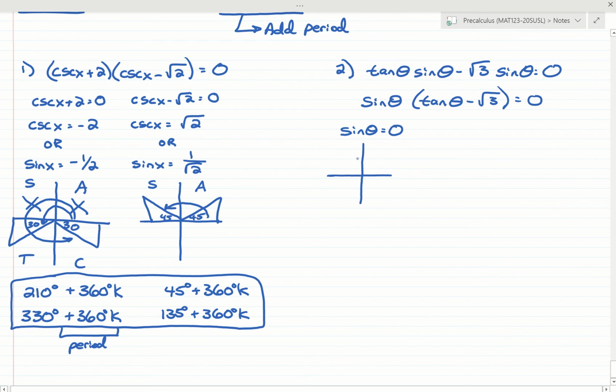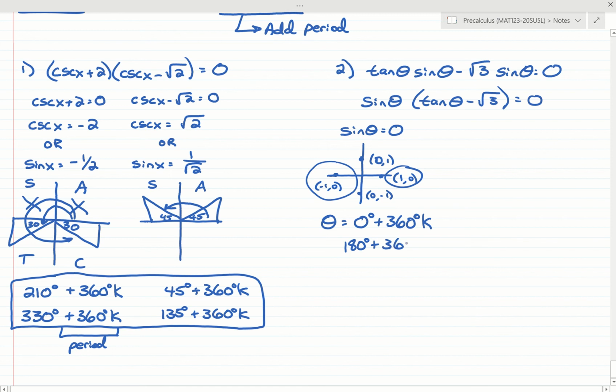That happens along the quadrantal angle right here. Remember, sine's the y value. So sine would be 0 right here, and right here. So theta would equal 0 degrees plus the period, okay, and 180 degrees plus the period times k.